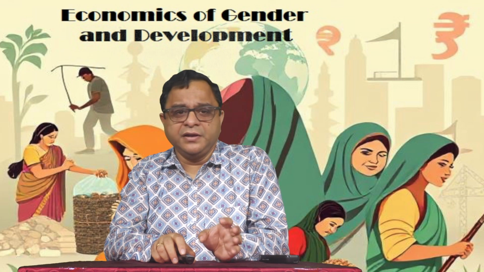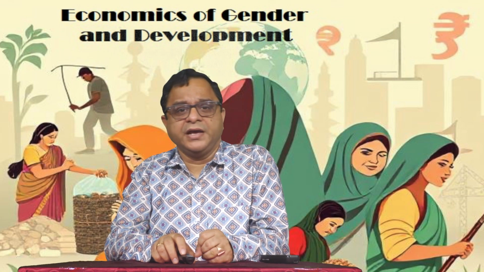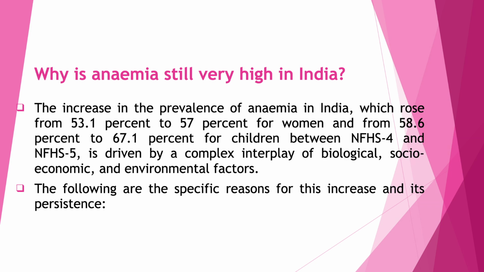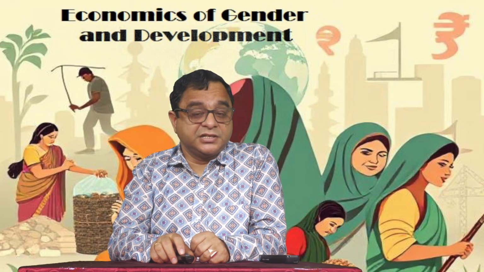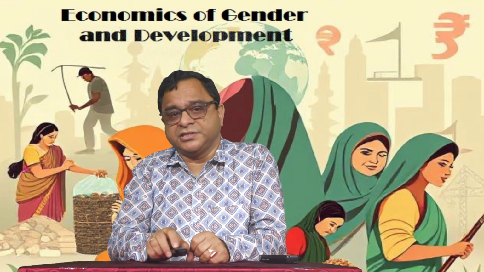So here the main concern for India is, why is anemia still very high? The increase in the prevalence of anemia in India, which rose from 53.1% to 57% between the NFHS 4th and 5th round for women, and from 58.6% to 67.1% for children, is driven by a complex interplay of biological, socio-economic, and environmental factors. So the following are the specific reasons studies have shown for this increase and its persistence.